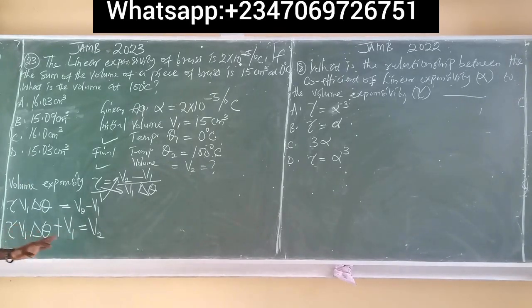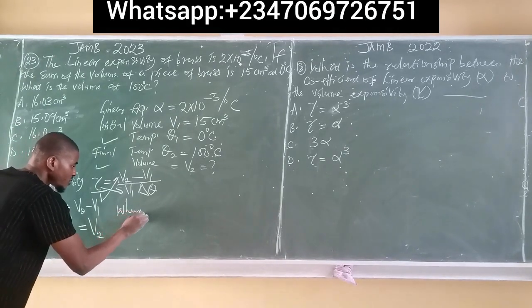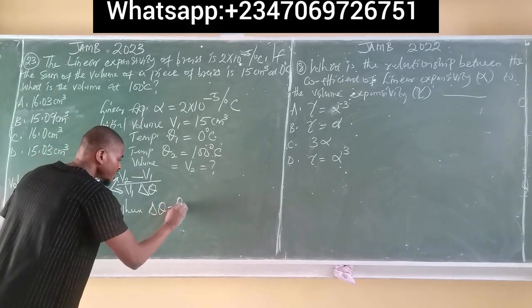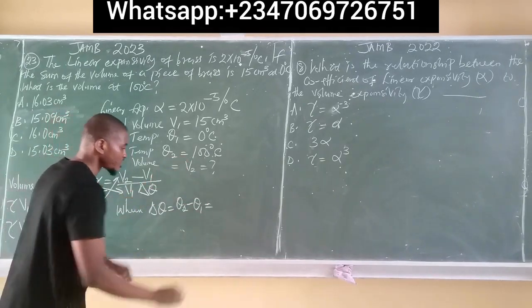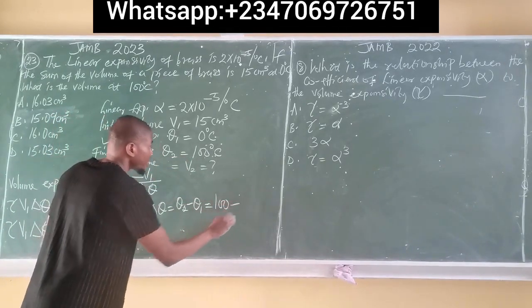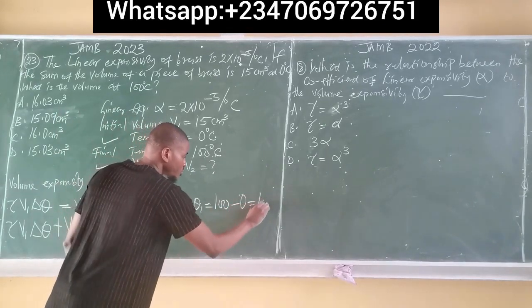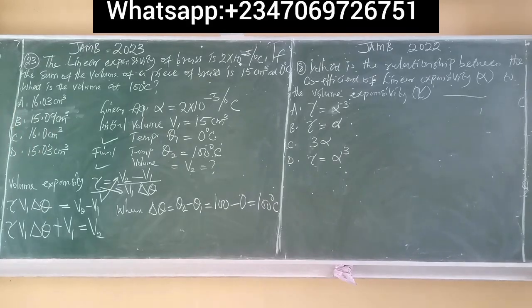All right, we are given the initial volume. We can find the change in temperature, of course. Change in temperature, change in theta, is equal to theta 2 minus theta 1. And theta 2 was given as 100 degrees Celsius. So we have 100 minus theta 1, which was given as 0 degrees Celsius, minus 0. So this still remains 100 degrees Celsius. So we have change in theta.